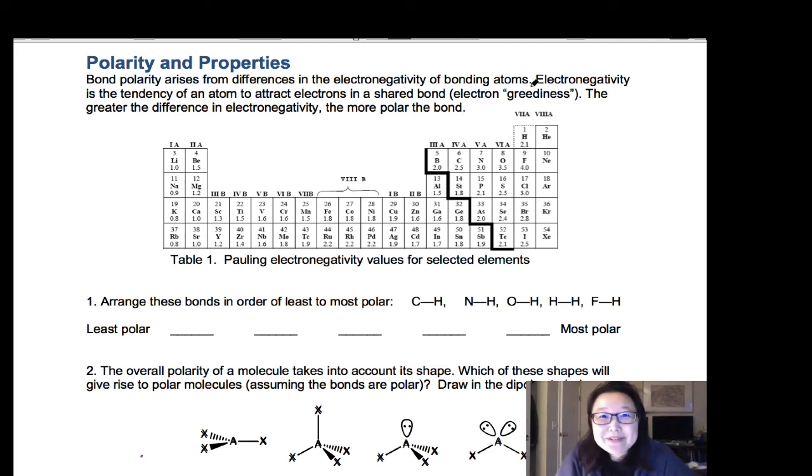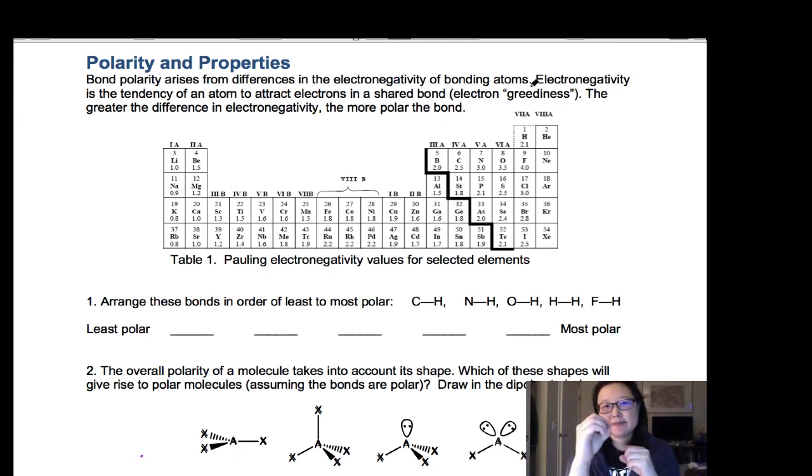Hi everyone, today we're going to talk about polarity. An atom has a certain property called electronegativity. Electronegativity is an atom's ability or tendency to pull electrons shared in a bond toward itself.